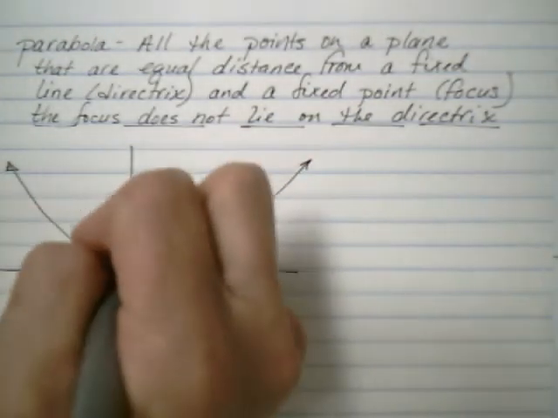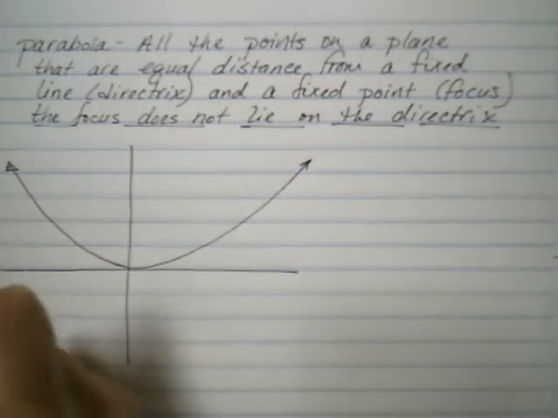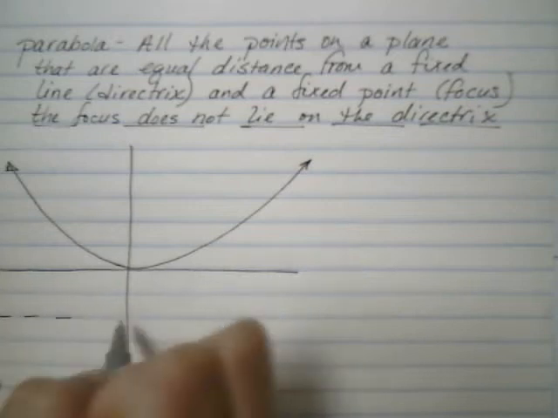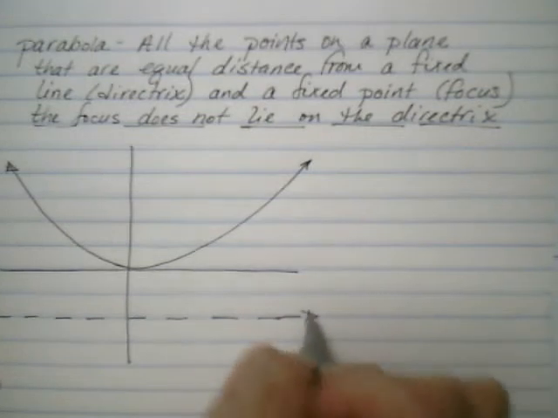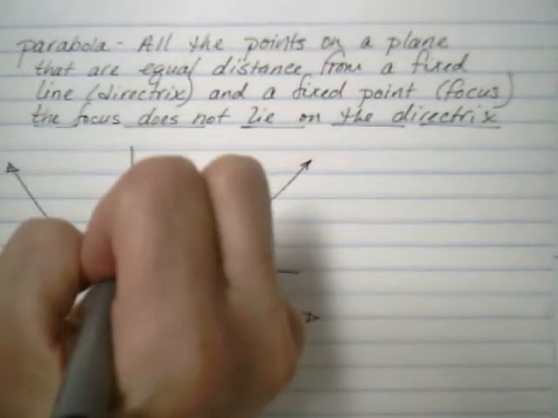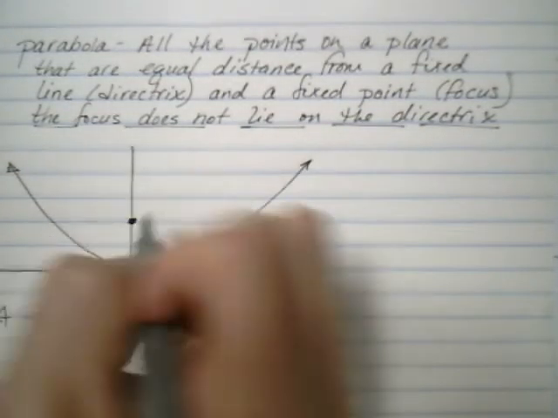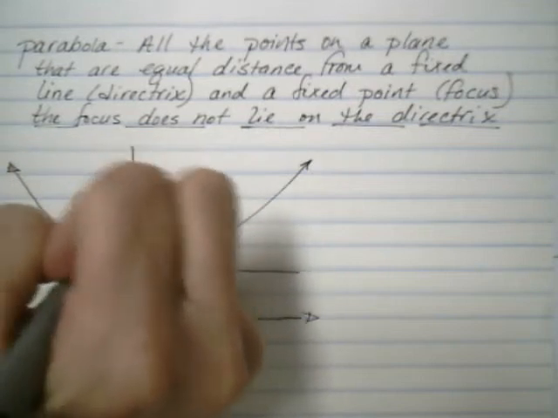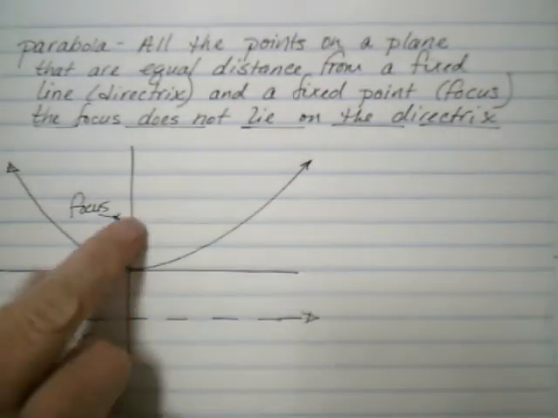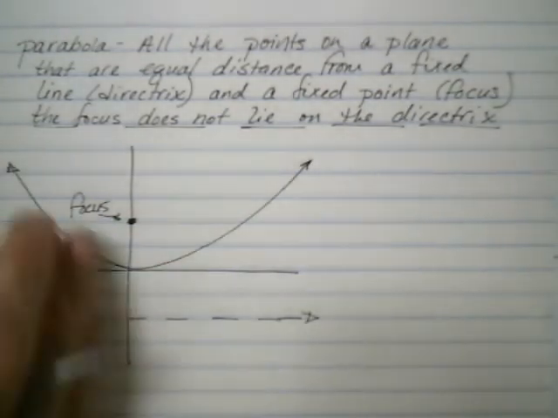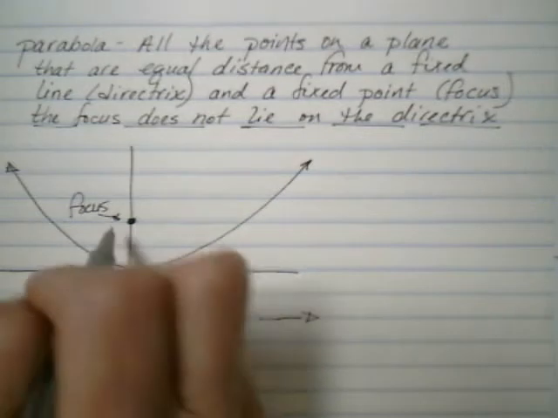So it's all the points on a plane that are equal distance from a directrix. Let's put the directrix down here. The directrix is always going to be perpendicular to your axis of symmetry, so we'll call this the directrix. And the focus, which always lies on the axis of symmetry, put that right there, we'll call this the focus. So it's all the points on the plane that have the same distance from the focus as they do from the directrix. Now, of course, mine isn't perfectly to scale, so it might not look exactly perfect, but you get the idea.